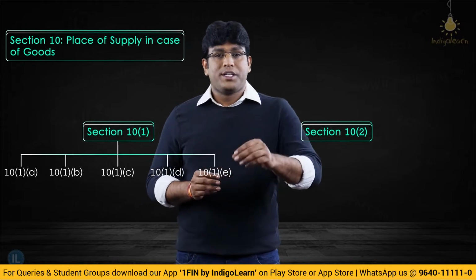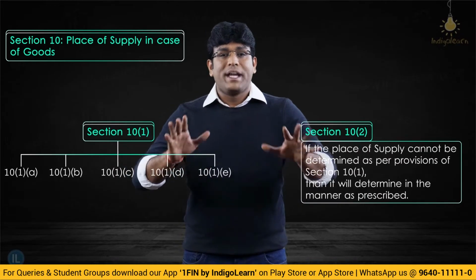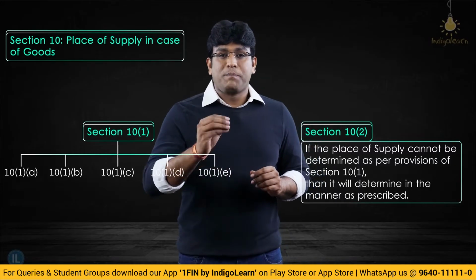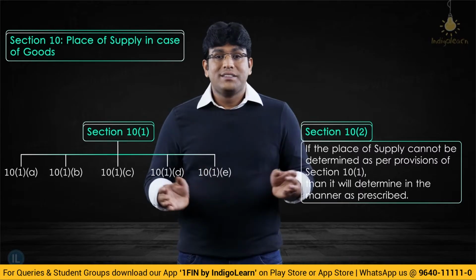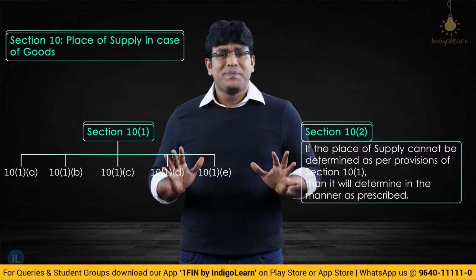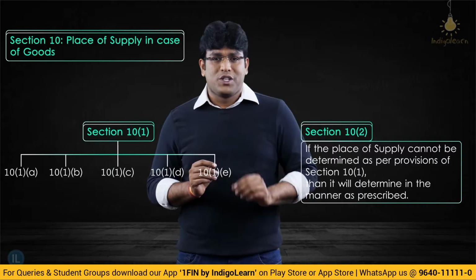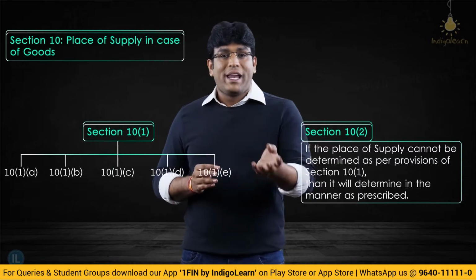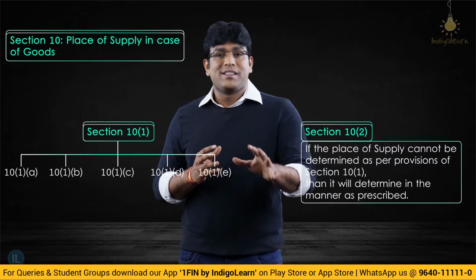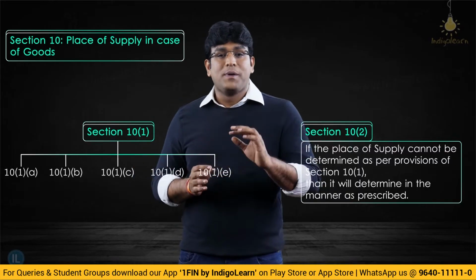On the other side, section 10 subsection 2 specifies that if the place of supply cannot be determined as per provisions of section 10.1, then it will be determined in such manner as may be prescribed. That's all. They just put a point in the law in section 10 subsection 2 telling that if place of supply cannot be determined by applying provisions of section 10 subsection 1, then the place of supply will be determined in such manner as may be prescribed.